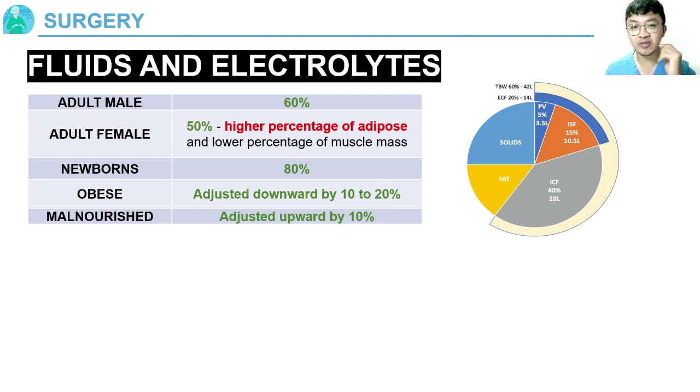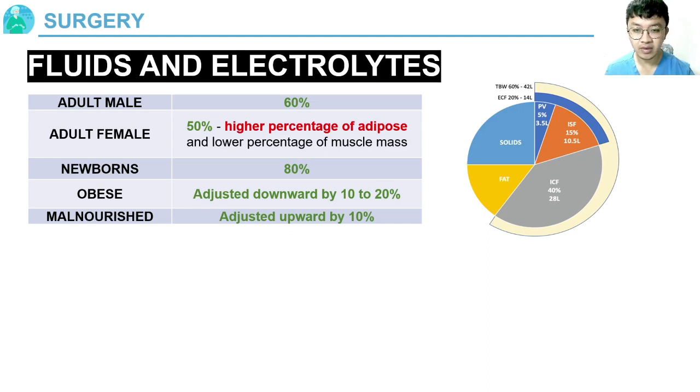And if you see this diagram right here, just below this one, now you can see that the total body water is divided into different compartments. You have your ICF and your ECF. I stands for intracellular fluid and E stands for extracellular fluid. The ICF makes up the majority of your total body water, 40%, as compared to your extracellular fluid compartment, which is only 20%. The 20% of the ECF is further divided into your interstitial fluid, making up 15%, and your plasma volume, making up 5% only of the total body water.